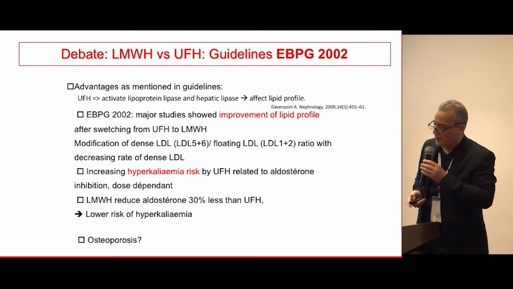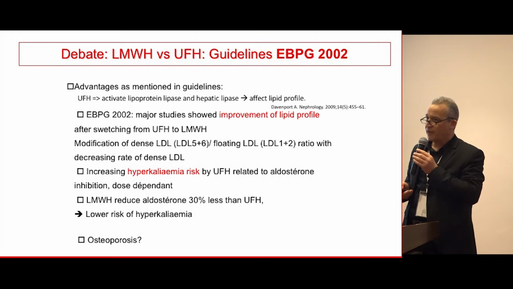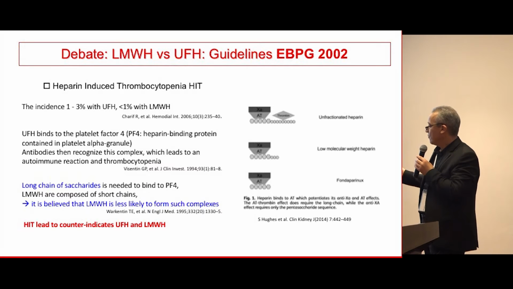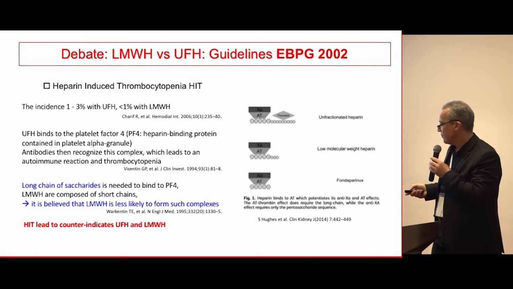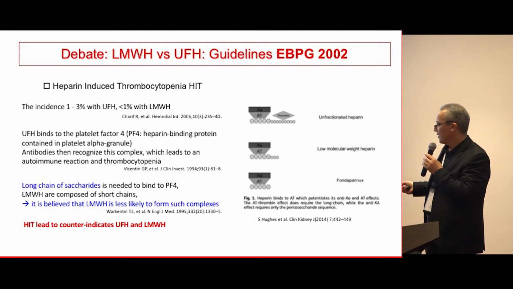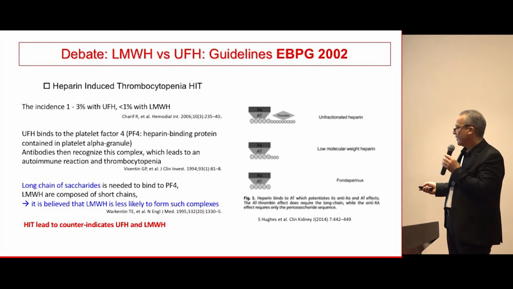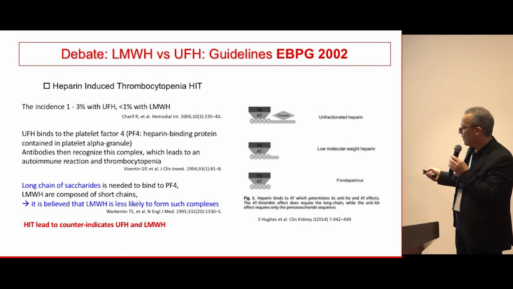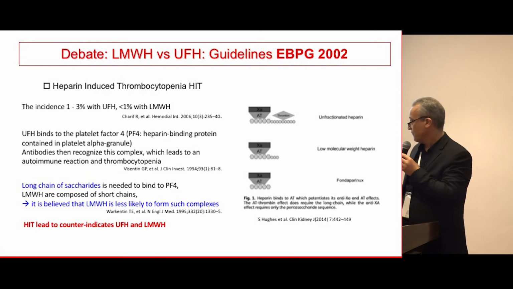And also osteoporosis, as mentioned. Maybe low molecular weight heparin has many advantages regarding heparin. But also for heparin-induced thrombocytopenia, the HIT, we have to think of it, of course, for our patients. There is an advantage, and it is believed that low molecular weight heparin is less likely to cause such a reaction, because the complex with the long chain of saccharides is minimal with low molecular weight heparin compared with unfractionated heparin. Please look here that for fondaparinux, for example, there is no possibility of this interaction, so it is safely used in HIT.